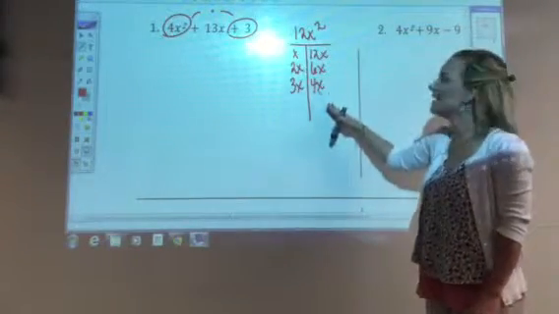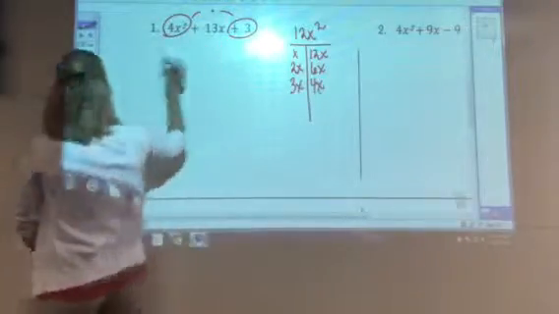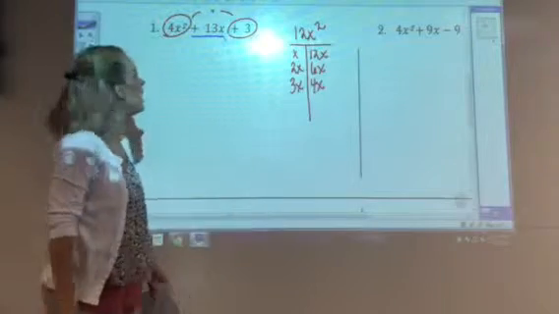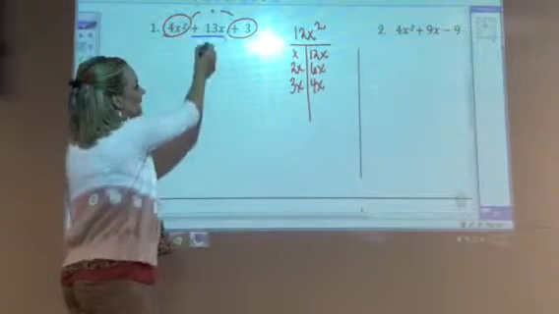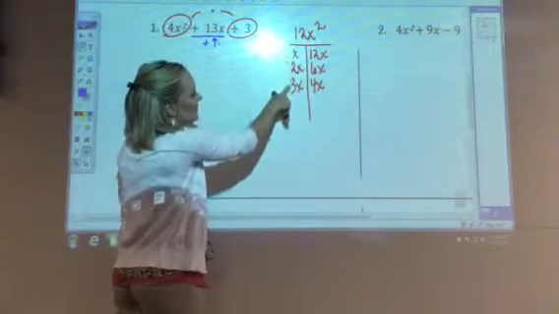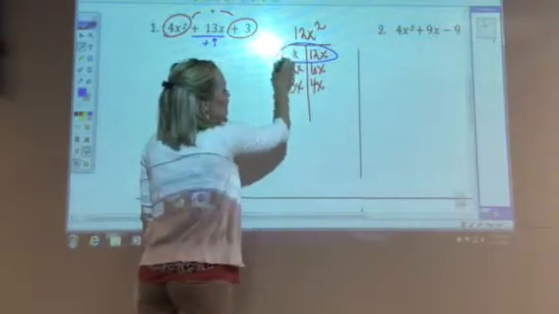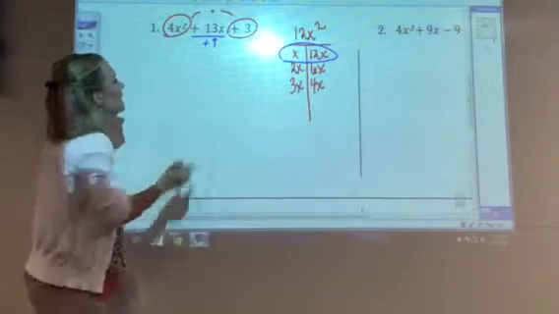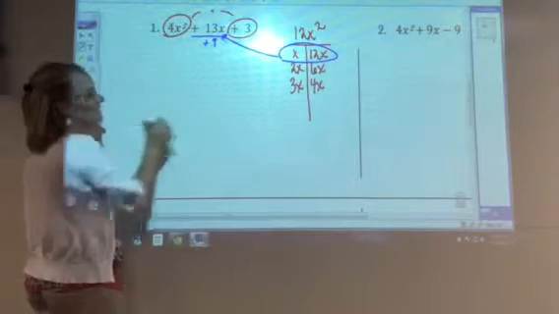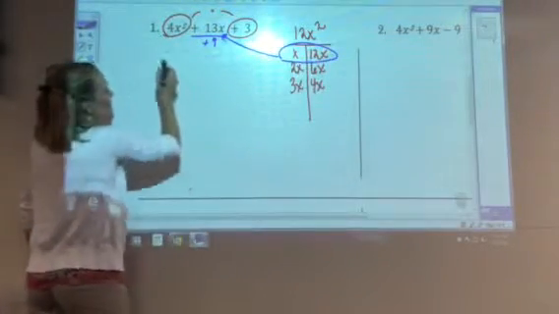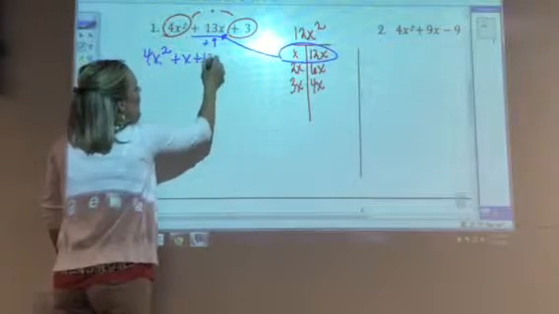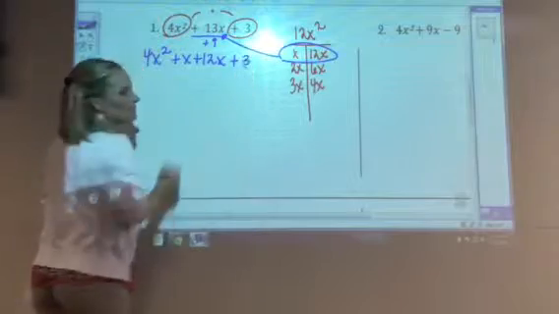Now that I've written them down, I want to go back to my problem and look to see which one of these factors will add together to give me a positive 13. Remember, it's going to add to give us a positive 13. The only ones that add together and give us a positive 13 is the x and 12x right here. Okay? I'm going to go ahead and rewrite this equation, and I'm going to replace it, and instead of writing 13x, I'm going to write plus x plus 12x right here. So I have 4x squared plus x plus 12x, and then plus 3.